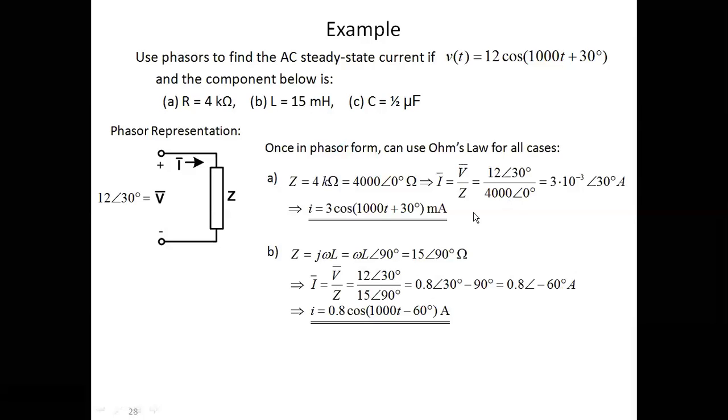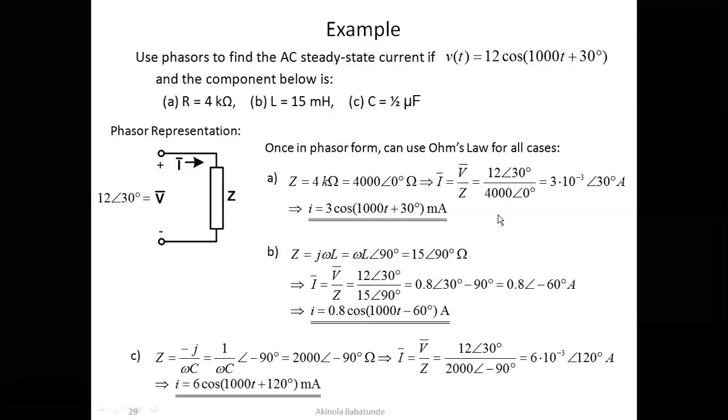Okay, so in that particular case for capacitors, our Z equals minus J over WC. We've talked about this before. Don't forget our minus J will be equal to 1 with a negative angle, minus 90, because J cube is going to be equal to minus J.